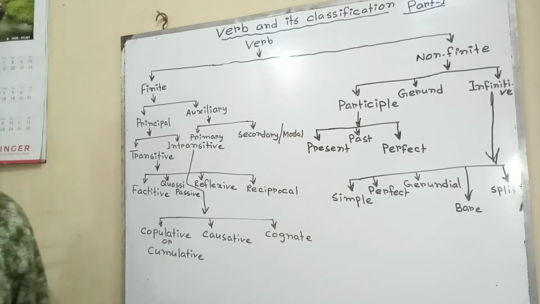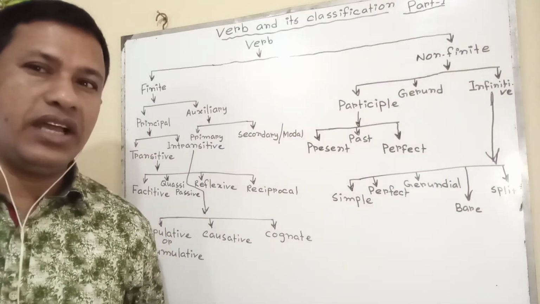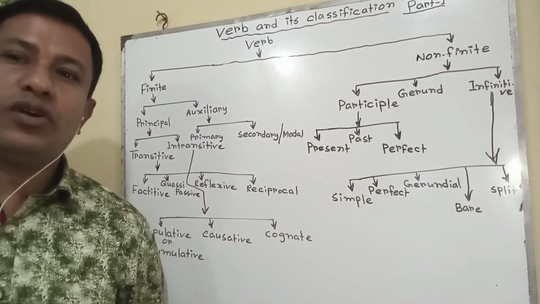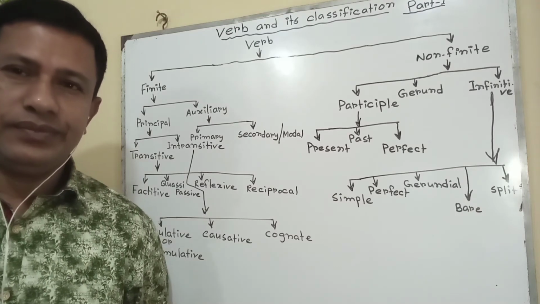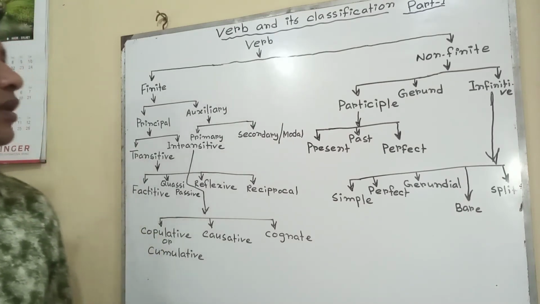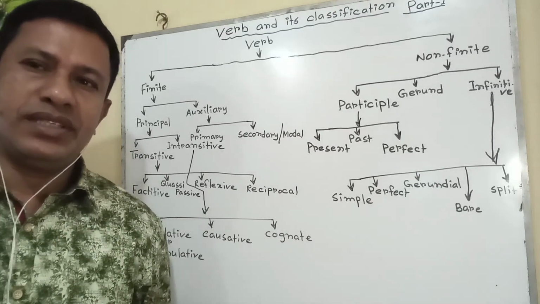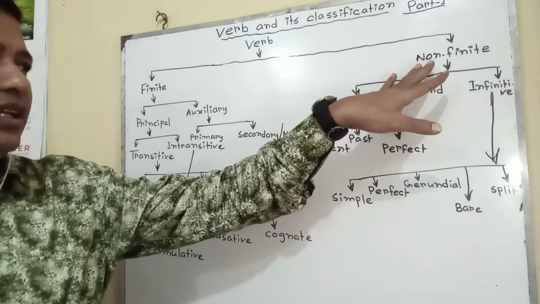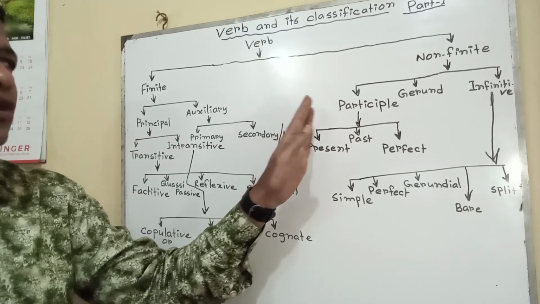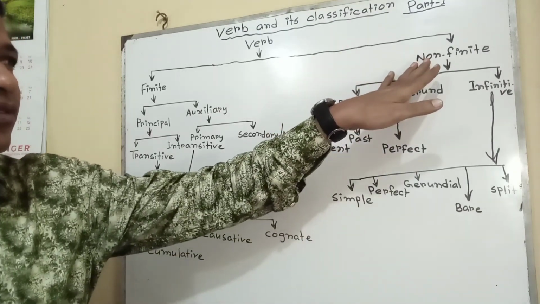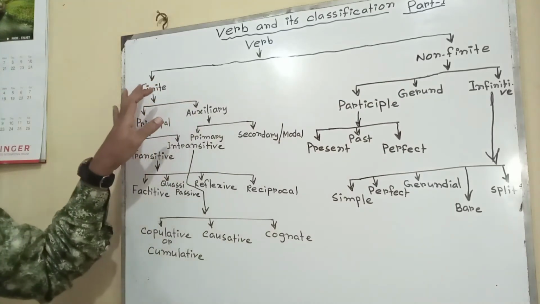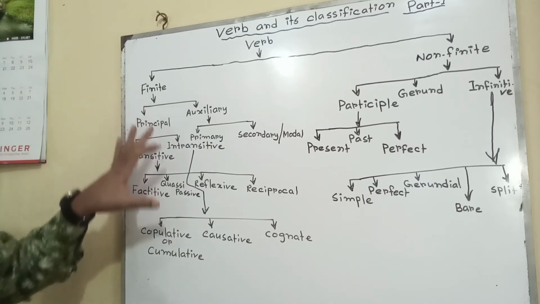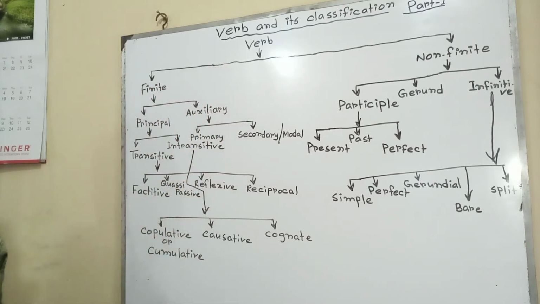In this way, I think that friends, you have understood well. I am going to recap it again. Verb: what is verb? A verb is a word that conveys an action or a state, or it helps to make the sentence meaningful. Verb is categorized into two parts, finite and non-finite. I will discuss non-finite and its classification later in my video part 2. But today I am going to describe finite and its classification.